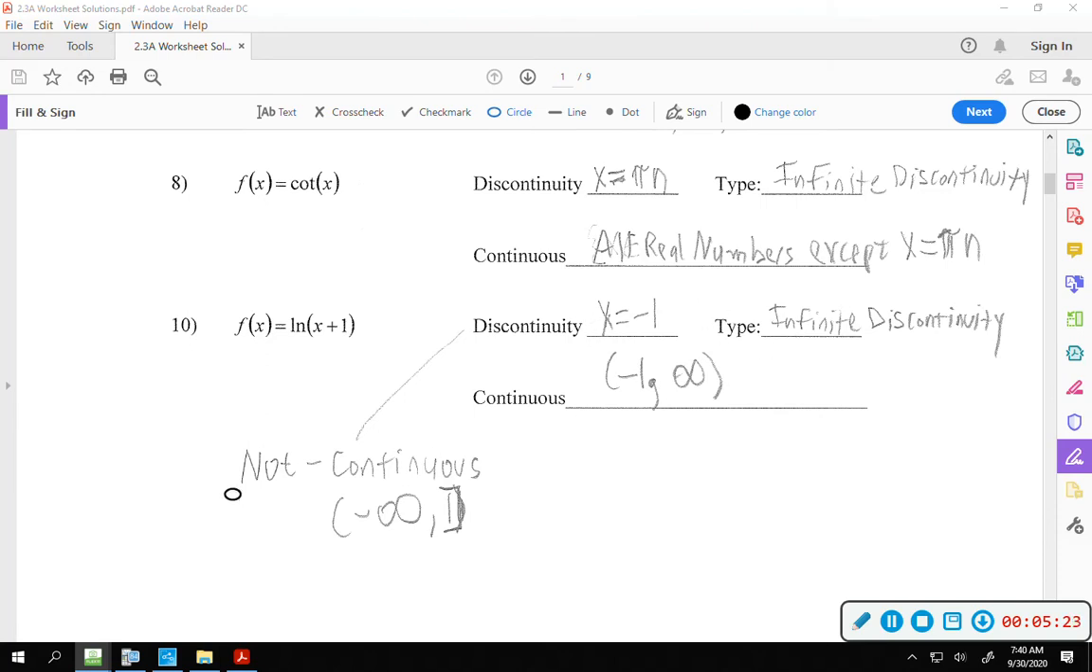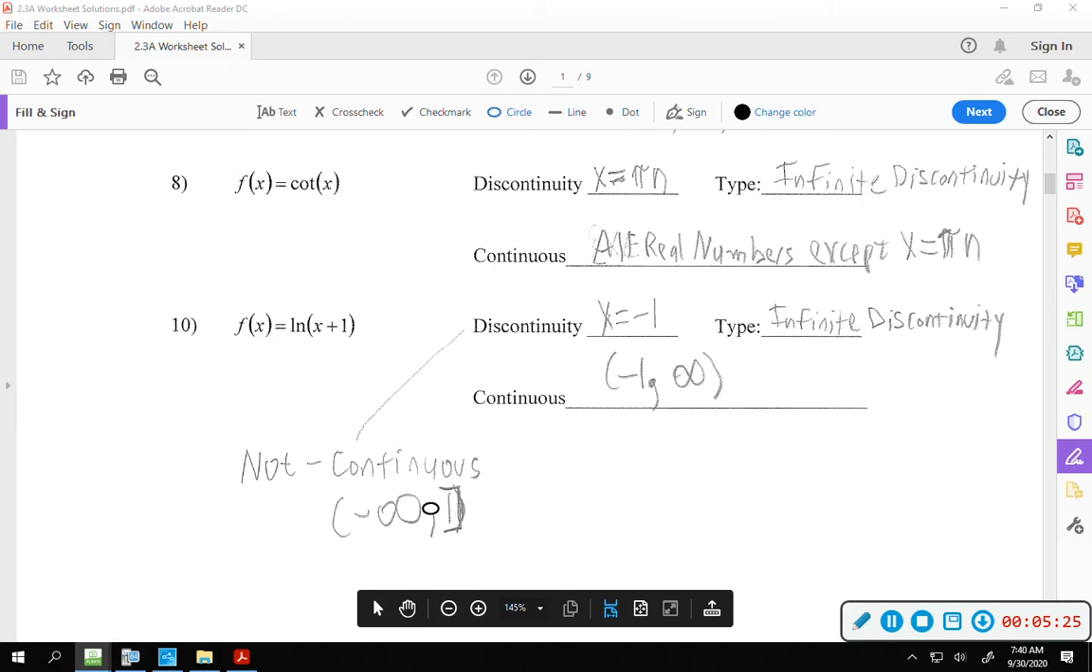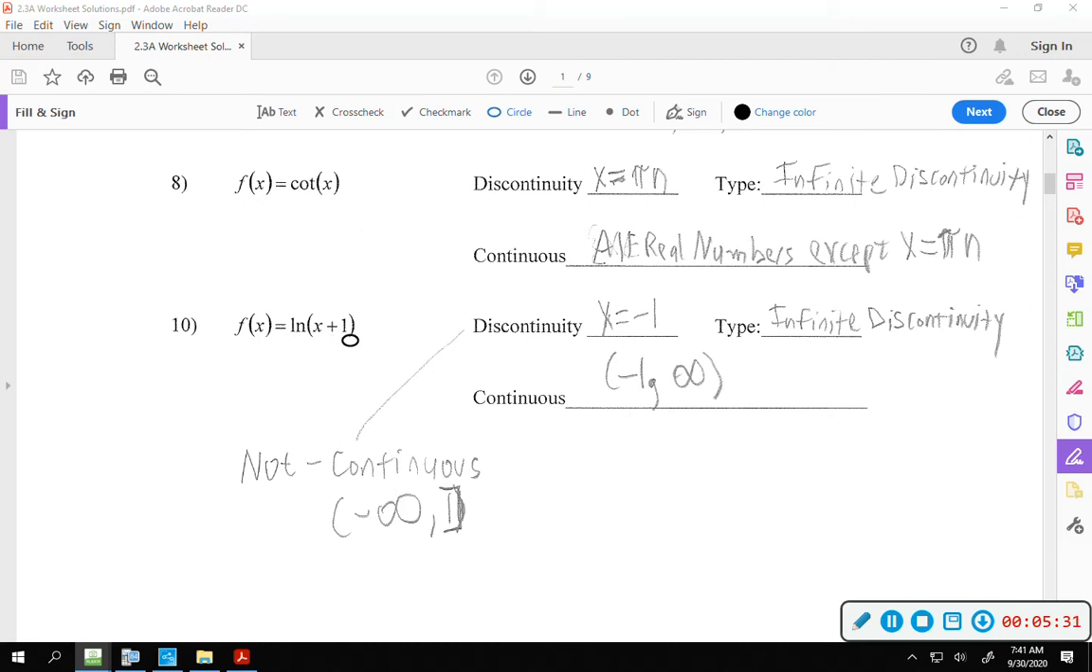This is fine, but please understand this function is not defined here. Some books would actually say this function is continuous everywhere because it's continuous over its domain. But I still want you to recognize these infinite discontinuities, these asymptotes, and be able to describe that as an infinite discontinuity.